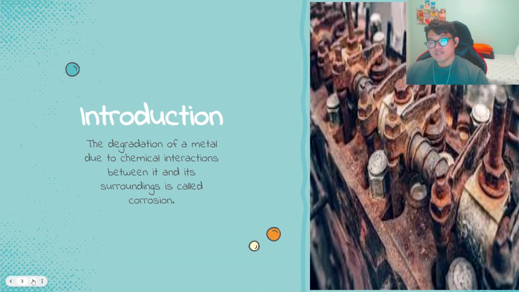So let's go. Before we go into that, I'm going to give you a quick introduction about corrosion. What is corrosion? Corrosion is the degradation of metal due to chemical interaction between it and its surroundings. You can look at these pictures right here. You might see this as metal becoming rusty. Yes, that's right, but we're going to dive in specifically in a minute.